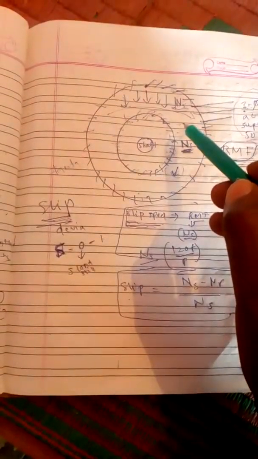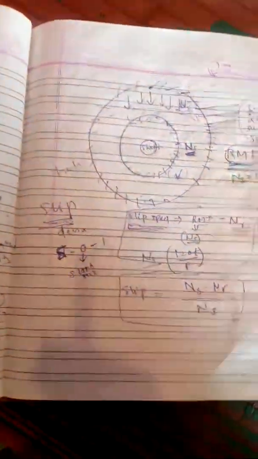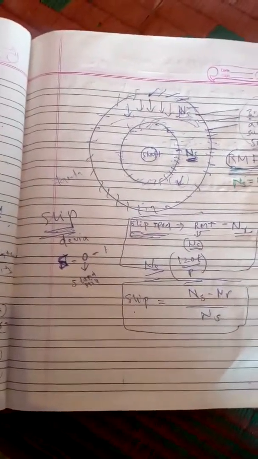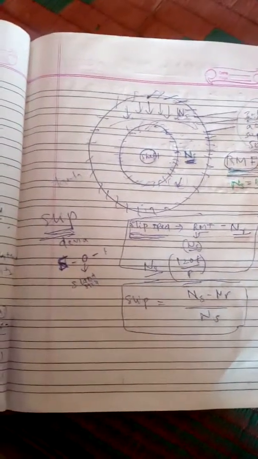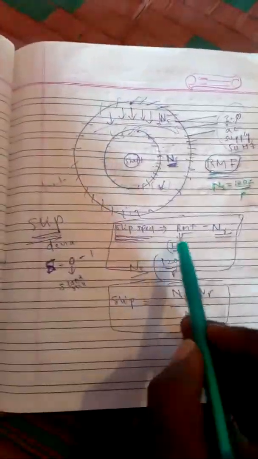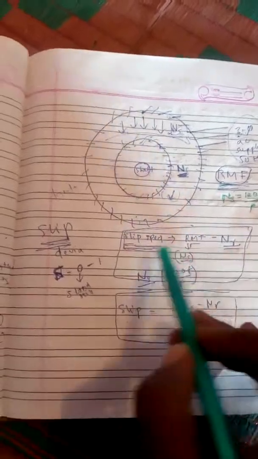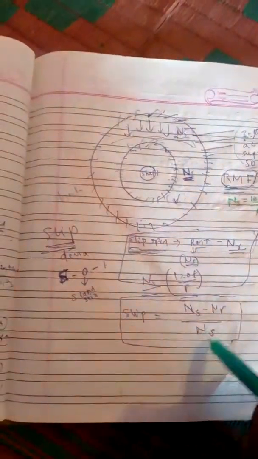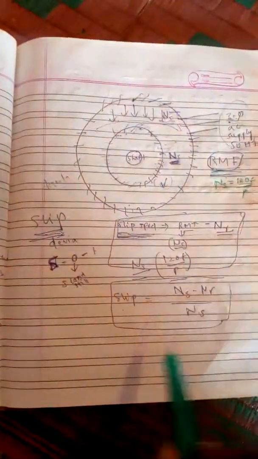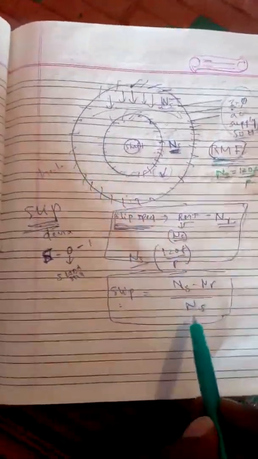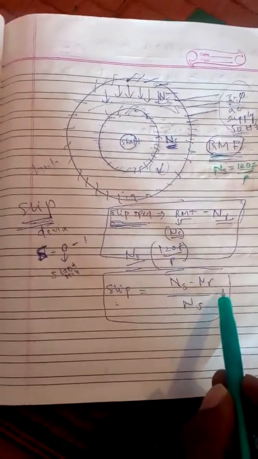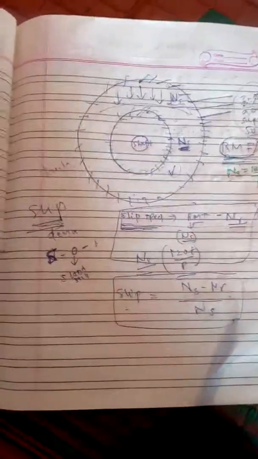And in this way we get a term, slip, which has a major importance in the induction motor. What is slip? Slip is simply a deviation. Slip speed is defined as the speed difference between the synchronous speed and the rotor speed: Ns minus Nr is slip speed. And slip is defined as (Ns minus Nr) by Ns. Usually we calculate it as a percentage, multiplied by 100.